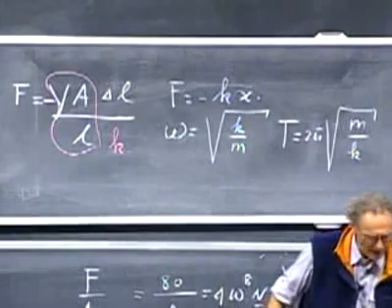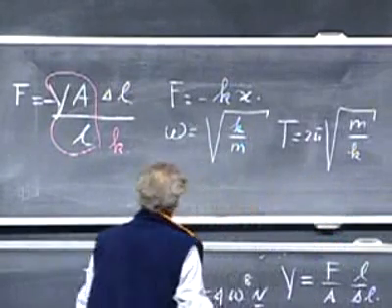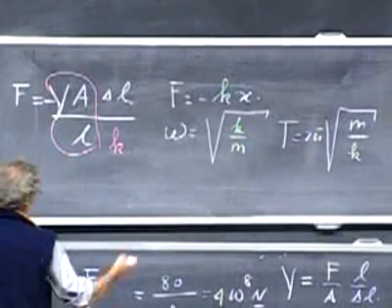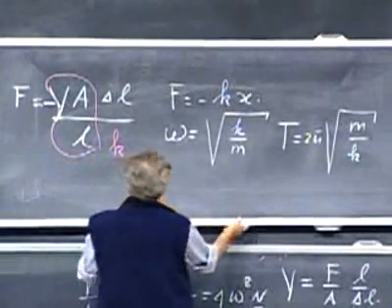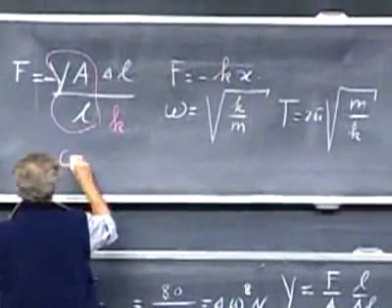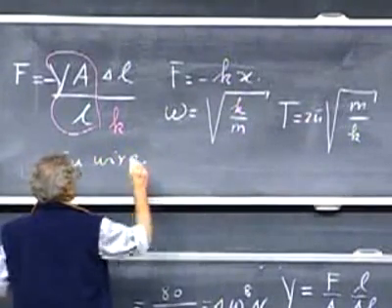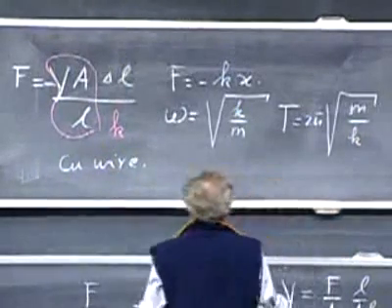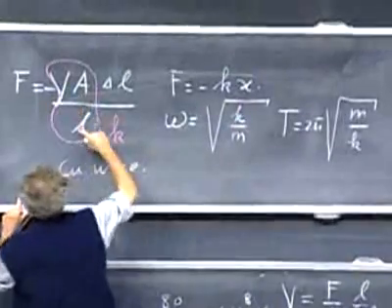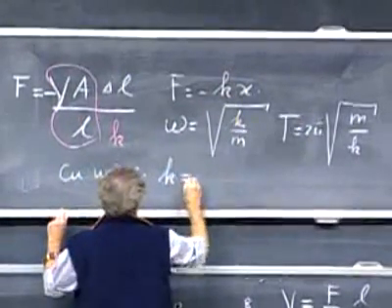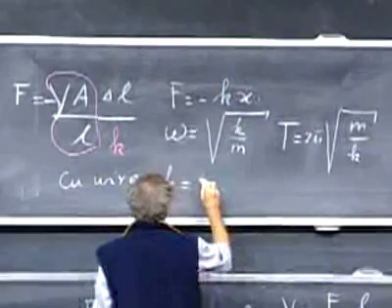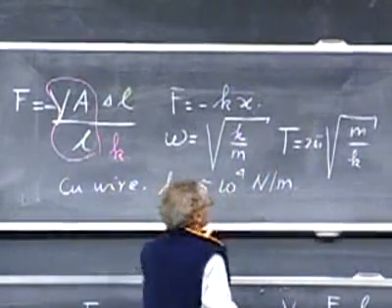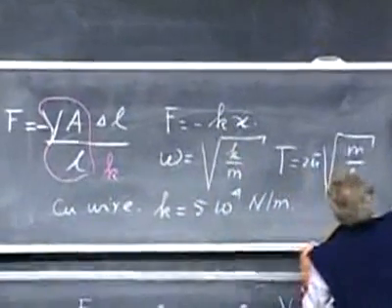If we take our copper wire, we know what Y is. If I take the value 11 instead of the one that we found, but it's very close anyhow. So if I take our copper wire, then depending upon the mass that I hang on it, I find in any case for this value k, 5 times 10 to the 4th newtons per meter.